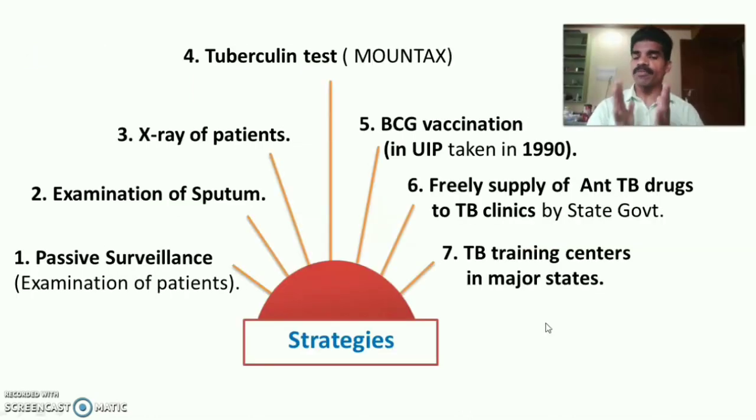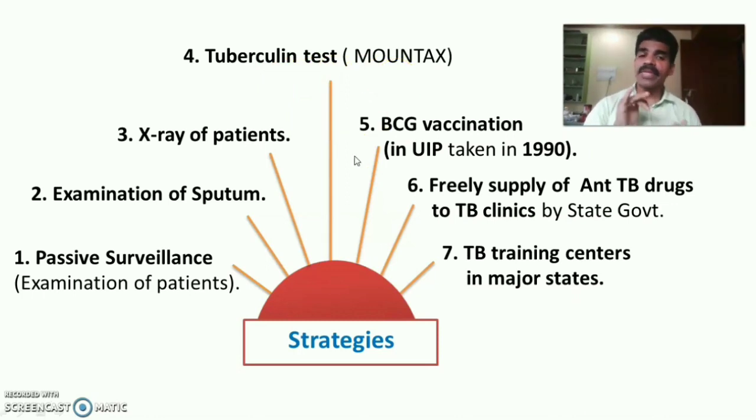The strategies of the pilot phase were, first, passive surveillance: conduct a survey to detect the TB patients in our country. Second, examination of sputum of the TB patients or the person who shows the symptoms of tuberculosis, that is cough for more than 2 weeks. Then detection of TB patients through X-ray. During the pilot phase of RNTCP, X-ray diagnosis was more relied upon. Then detect the TB patient with the Mantoux test, that is the tuberculin test. Detect the cases of tuberculosis through the tuberculin Mantoux test.